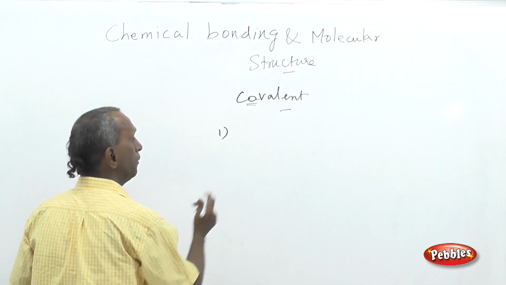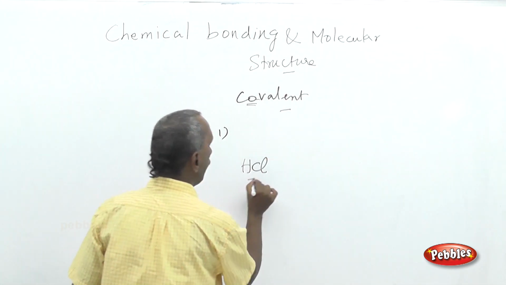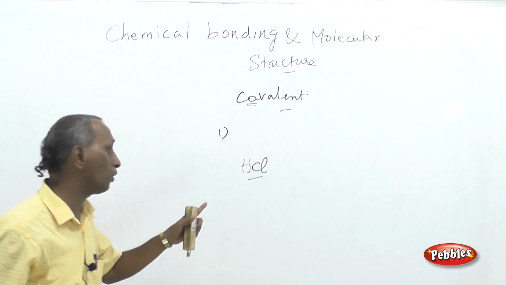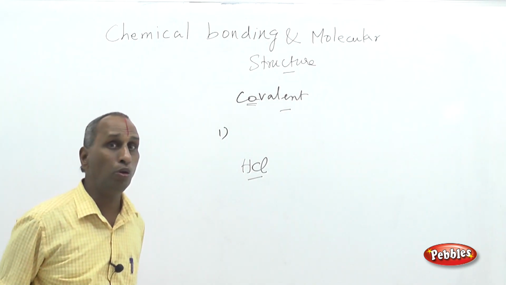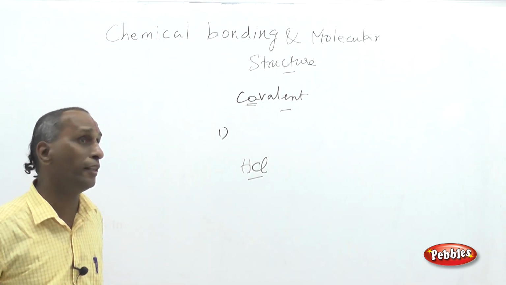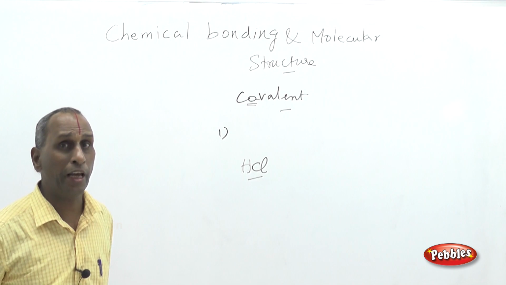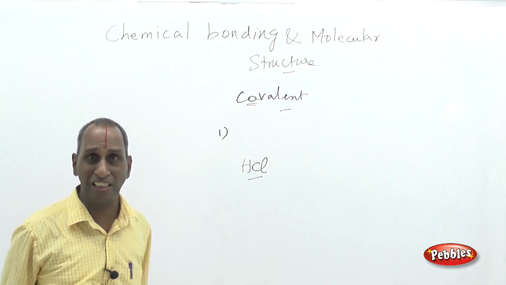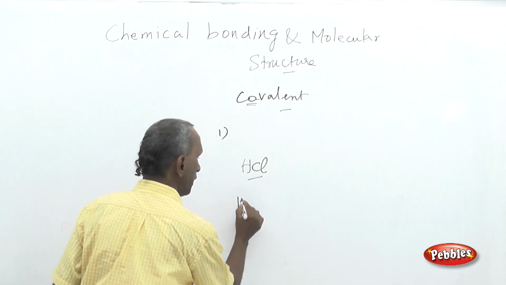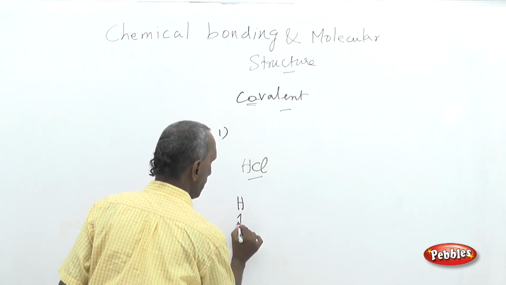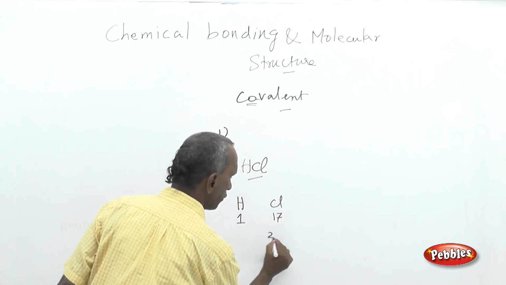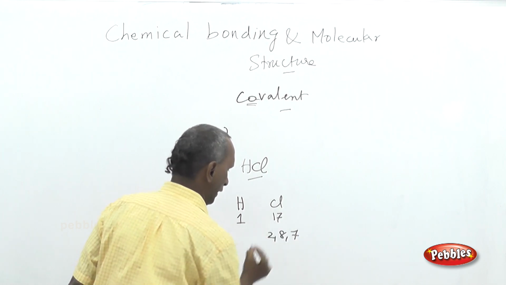Now we have already seen the case of hydrogen chloride. So what is the state of hydrogen chloride? Is hydrogen chloride an ionic compound or a covalent compound? Another type of question arises: whether it is in gaseous state, liquid state or aqueous state. Aqueous means dissolved in water. So we can draw 2 types. Let us illustrate. Hydrogen has atomic number 1. Chlorine has atomic number 17, so the electrons are distributed 2, 8, 7.